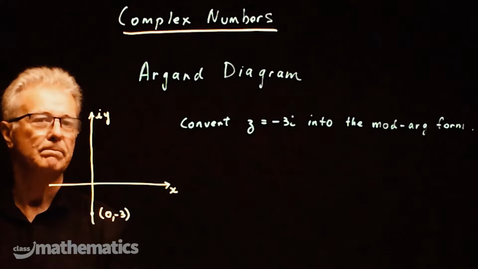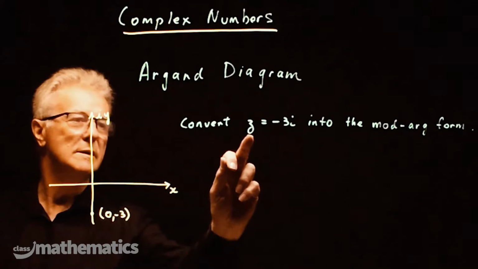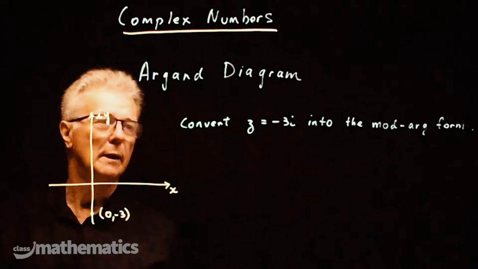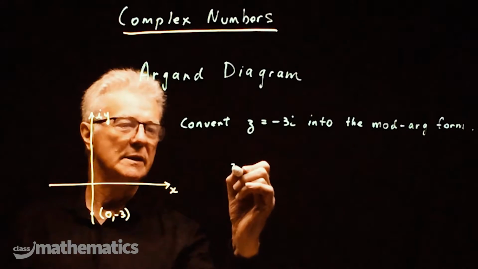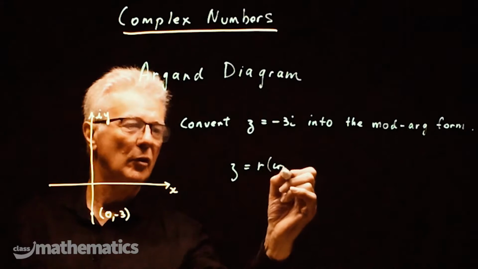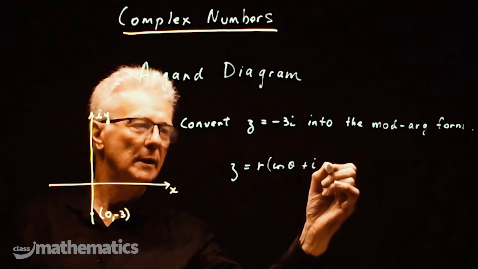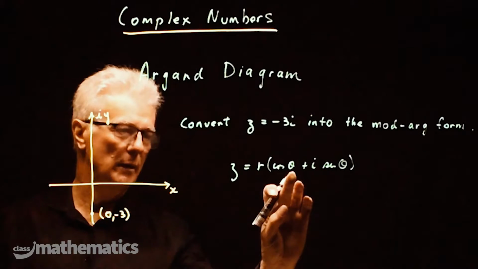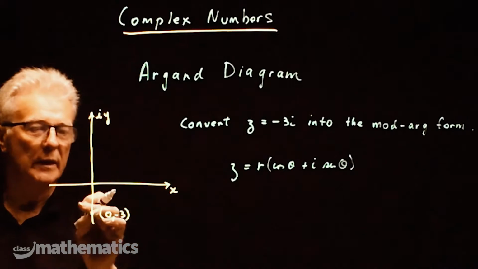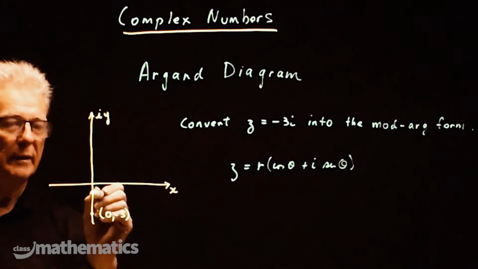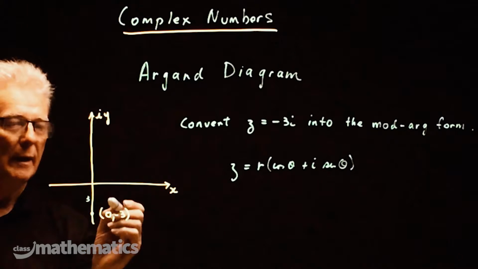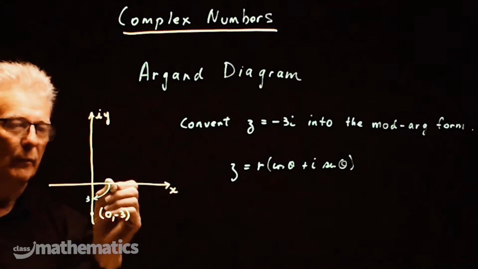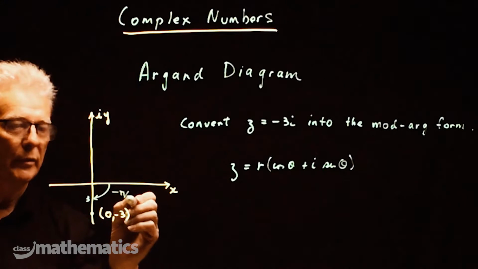The Argand diagram. Here we have to convert z equals minus 3i into the modulus argument form, or mod arg form. Now, the modulus argument form is r cos theta plus i sine theta, where r is the modulus and theta is the argument, or the angle. Now, this is a fairly simple one. You can see here that the distance, or the modulus here, is 3, and the argument, or the angle, is this angle here. And we write that as minus pi upon 2.